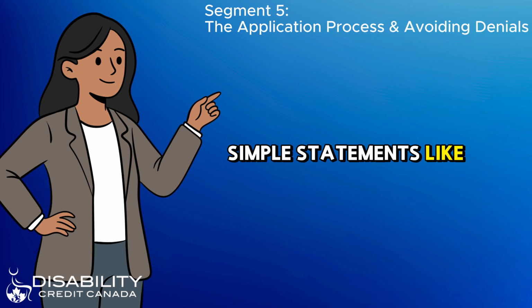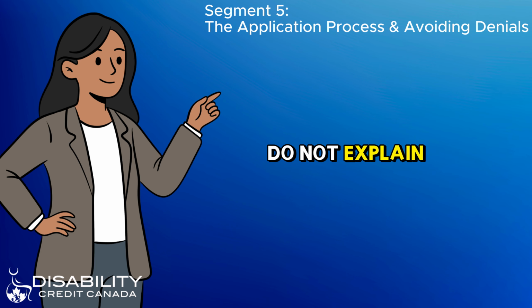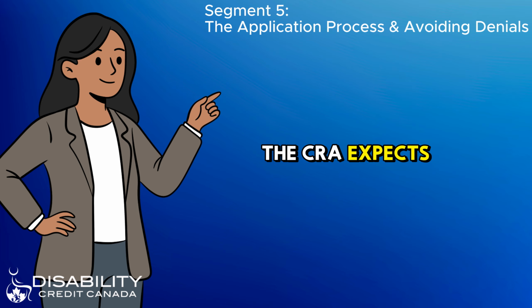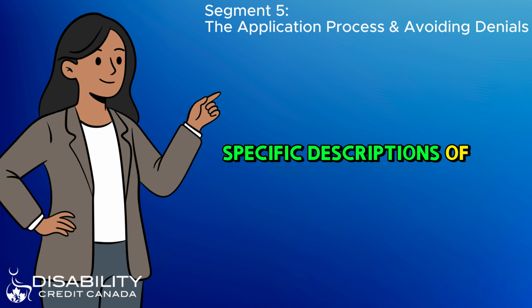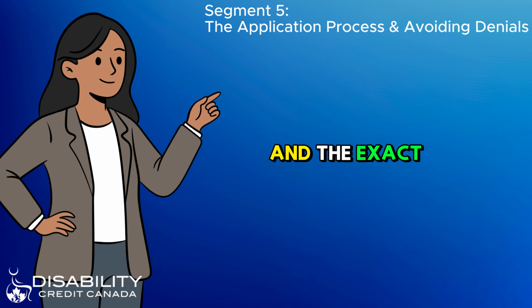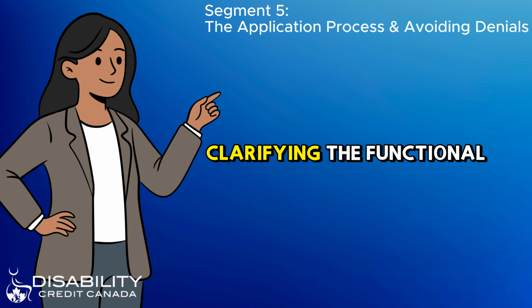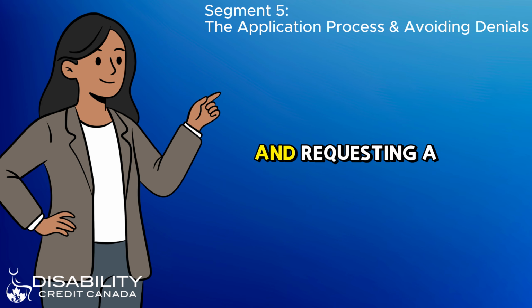Simple statements like "diagnosis confirmed" or "requires support" do not explain how the impairment limits daily functioning. The CRA expects clear, specific descriptions of the time required to perform tasks, the frequency of limitations, and the exact level of supervision needed for safety. If an application is refused, families can still pursue approval by providing additional medical documentation, clarifying the functional limitations, and requesting a formal review or reconsideration.